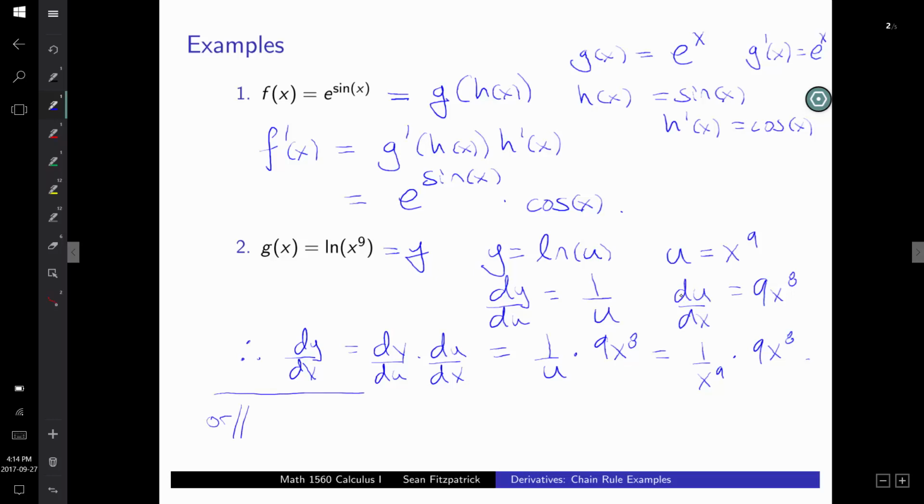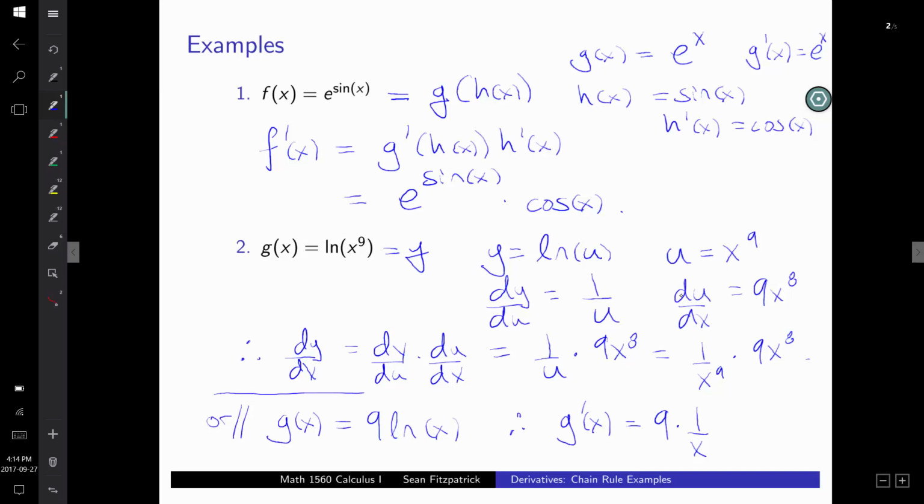But note also, if you want to be smart about things, remember one of our rules for logarithms is if I have an exponent, I can take that exponent and bring it out front. So what do I get? G of x, I can write g of x as 9 times the natural log of x. And so you know what? I didn't even need chain rule because all I actually need is the constant rule. G prime is going to be 9 times the derivative of the natural log, which is 1 over x. And notice that if you do simplify our earlier answer, that's exactly what you get.